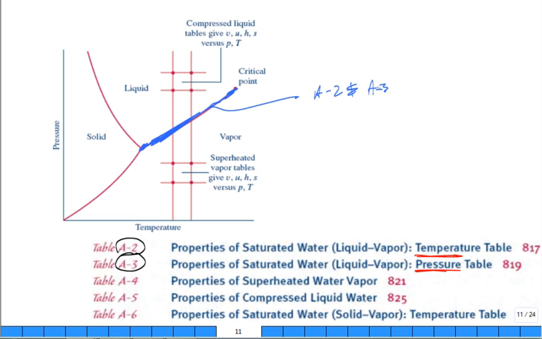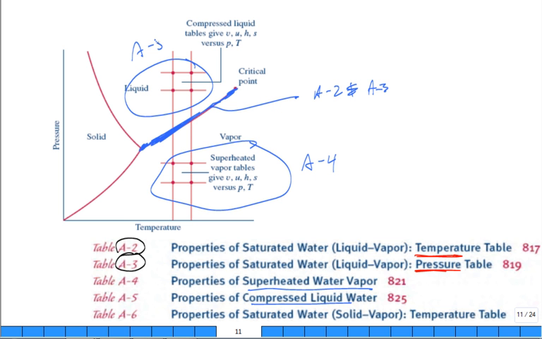Then what about table A4, properties of superheated water vapor? That's out in this region. That's table A4. How about compressed liquid? That's out in this region, table A5. And then saturated water, solid vapor here. That's table A6. Why don't they give both the temperature and the pressure? Too many tables. They could have reformatted that data and given just like a pressure table for that two-phase region, but they didn't.